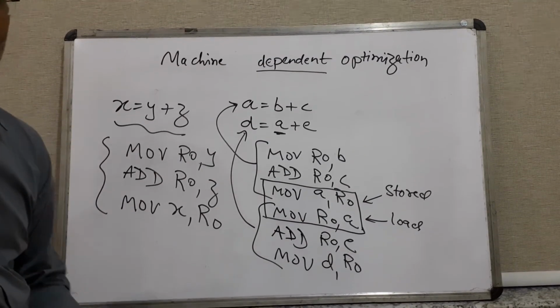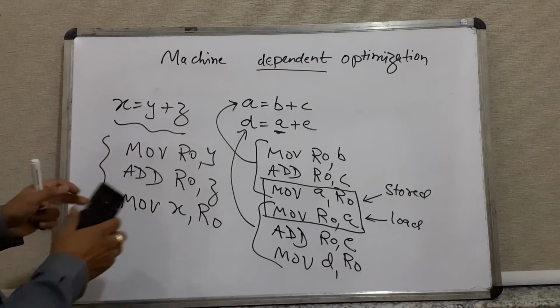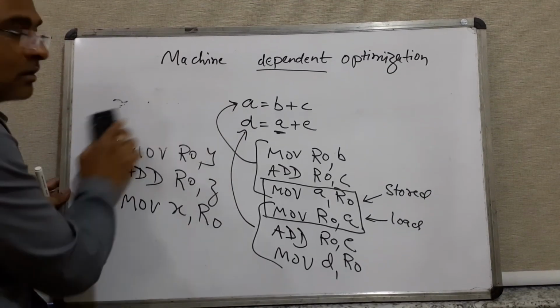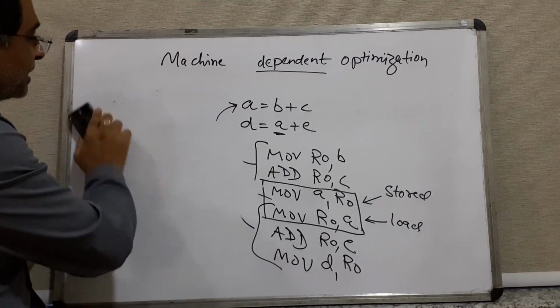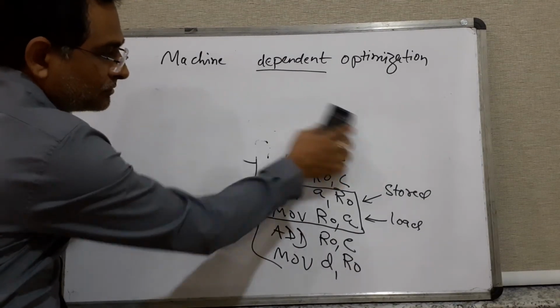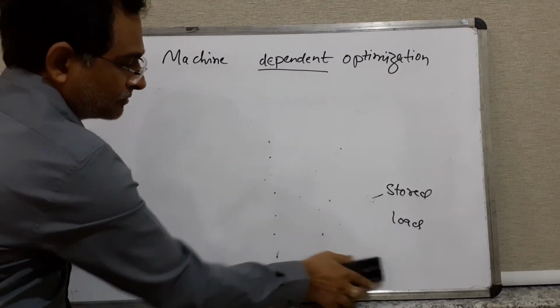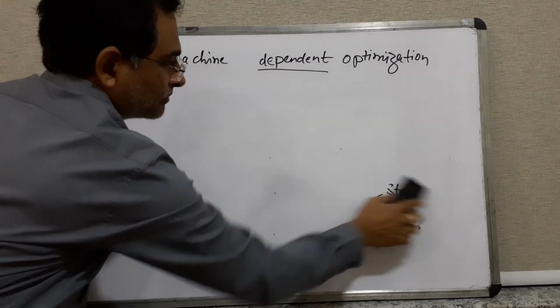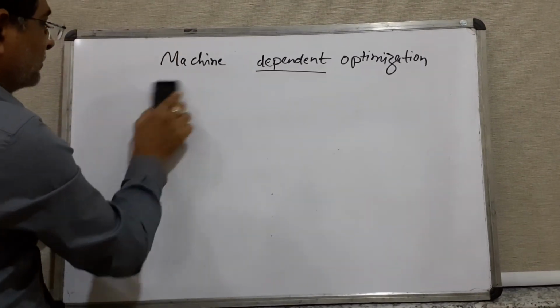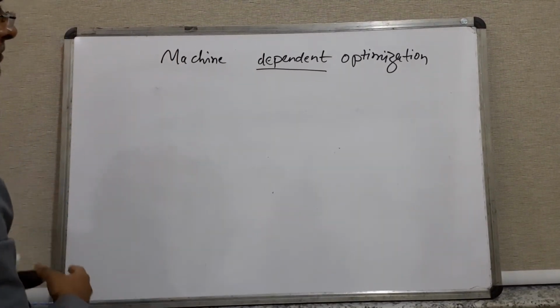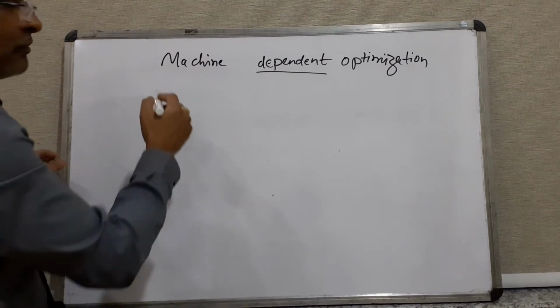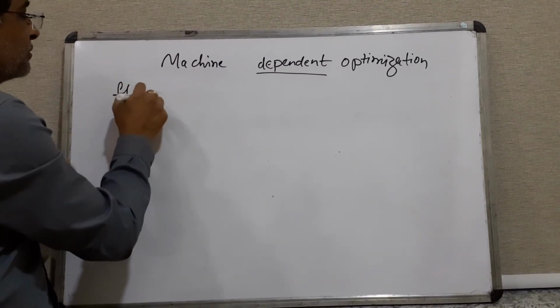Next is control flow optimization. We'll see that.